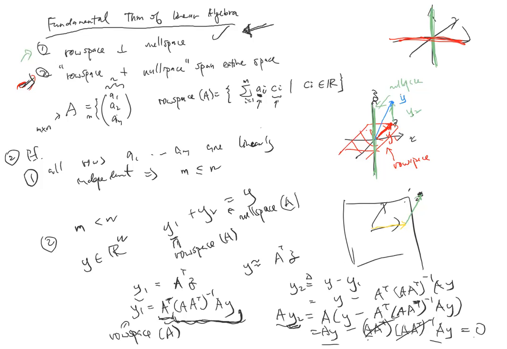So therefore, I have y equal to y1 plus y2, where y1 is in the row space of A, y2 is in the null space of A, and y is any vector. So the row space and null space together span the entire R^n space, and this completes the proof.